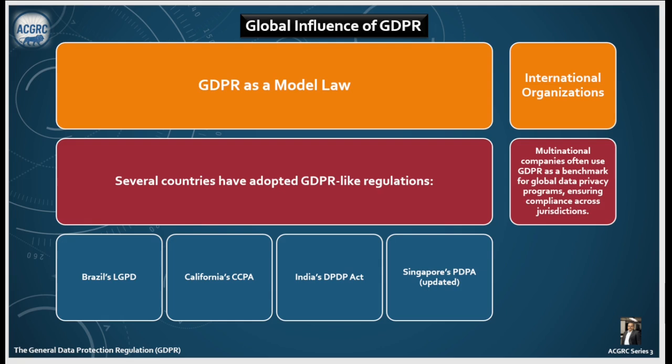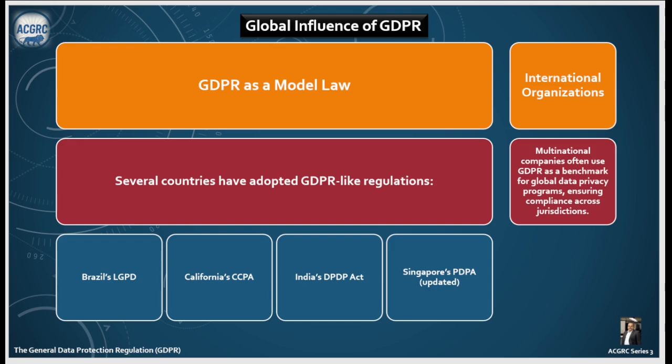Now, why is GDPR considered a model law? Well, to start with, it has clear rules for data protection. GDPR gives detailed, well-structured rules on how to collect and use personal data, how to protect it, and what rights people have. Many countries now use these rules as a guide when creating their own privacy laws. They apply beyond Europe. GDPR doesn't just apply to companies in Europe, it also applies to any company in the world that offers goods or services to people in the EU, or monitors the behavior of people in the EU. This made other countries and businesses pay attention and follow similar standards.